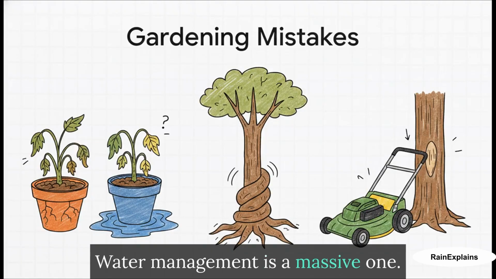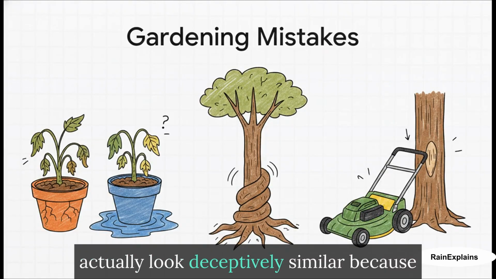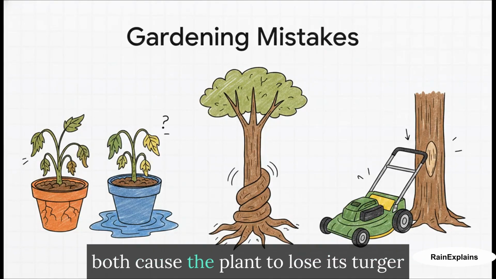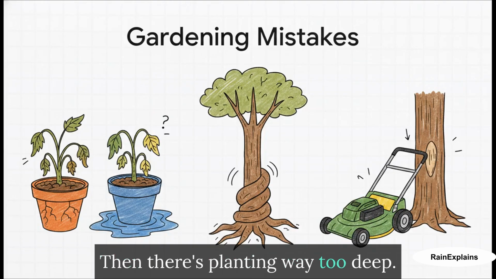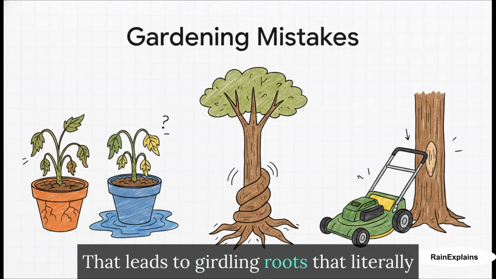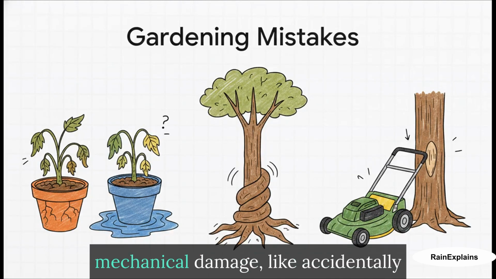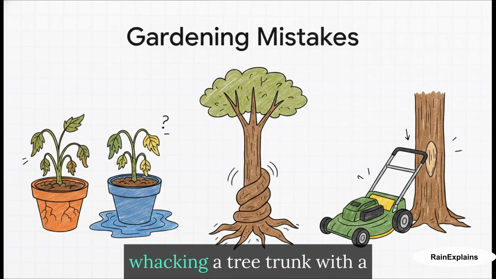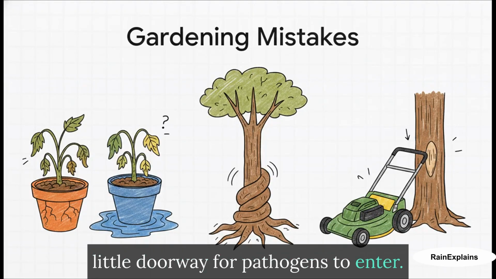Water management is a massive one. The symptoms of overwatering and underwatering actually look deceptively similar because both cause the plant to lose its turgor pressure and just sort of wilt. Then there's planting way too deep. That leads to girdling roots that literally starve the tree over time. Oh, and don't forget physical mechanical damage, like accidentally whacking a tree trunk with a lawnmower, which rips open a perfect little doorway for pathogens to enter.